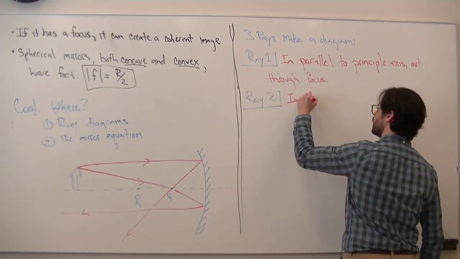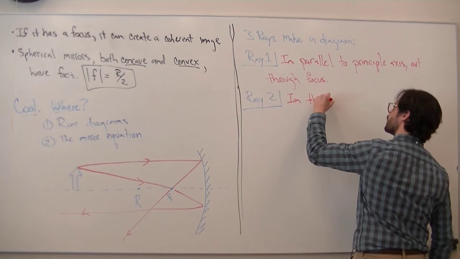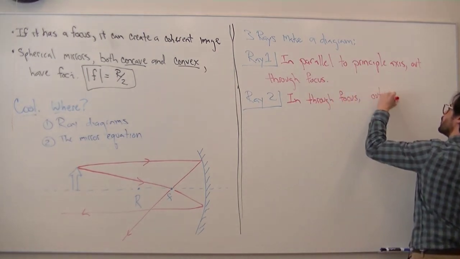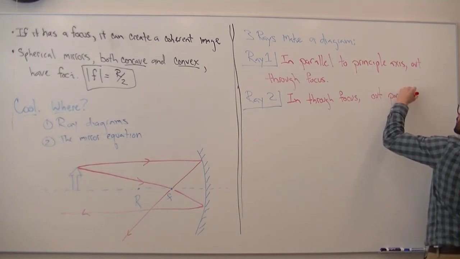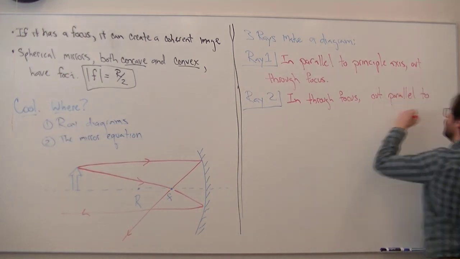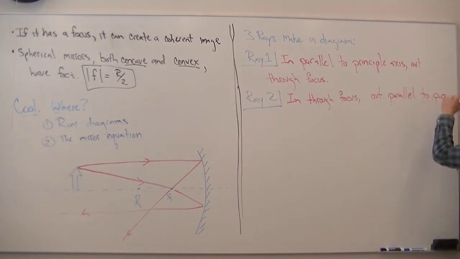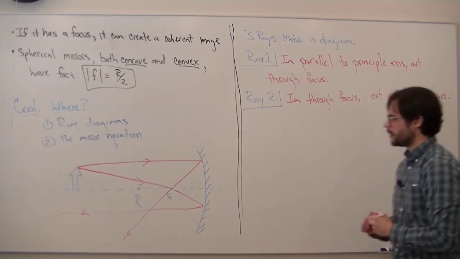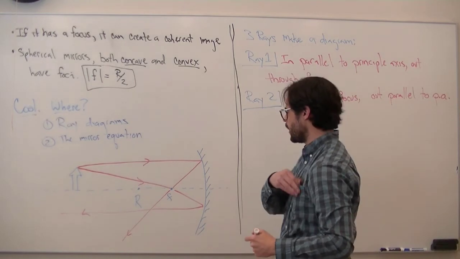So in through focus, out parallel to principal axis. And I'll be a little cheaty. I'll just say like P dot A for principal axis. We're going to be doing enough writing. Okay, what about 3? I need a third ray.